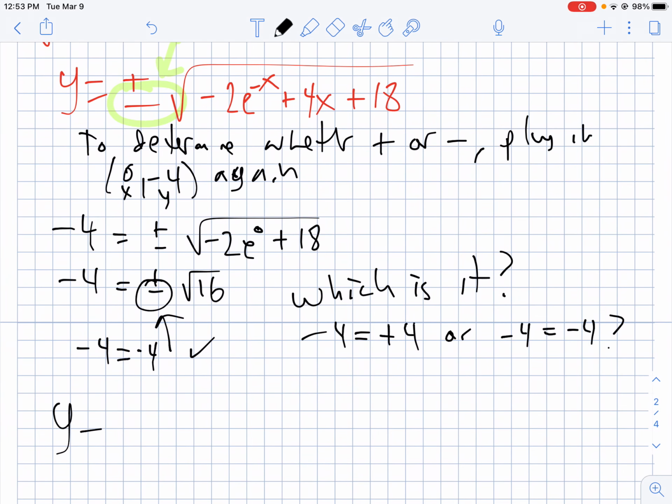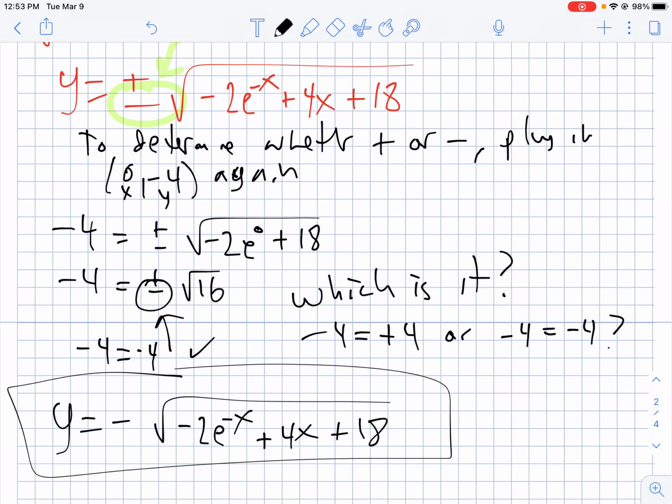So that means we're going to use the equation y equals negative square root of negative 2e to the negative x plus 4x plus 18. We need that minus in front. Okay, and there's our solution.